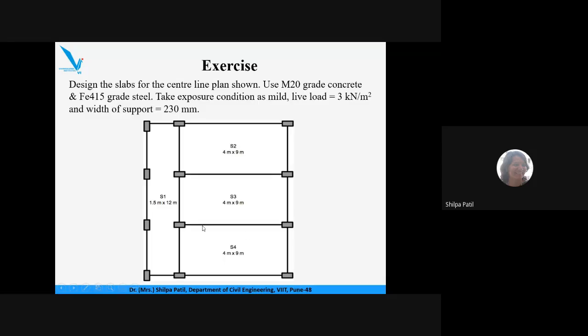When you are observing the plan, you just observe the dimensions. We have to first crudely decide or find out what is the Ly by Lx ratio. In case of S1 slab, the Ly by Lx ratio is 12 by 1.5 meter. So it is obviously greater than 2. So this slab is your one-way slab, and the span will be along the shorter direction. It means S1 slab is supported by this first beam and this second beam.